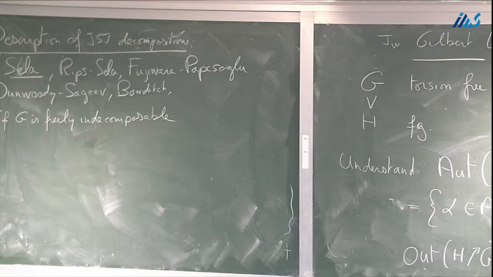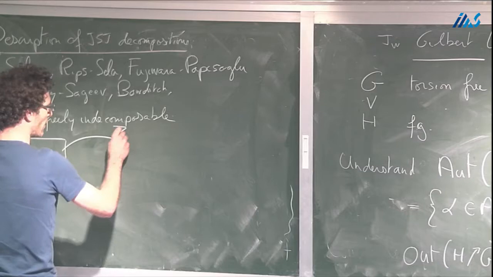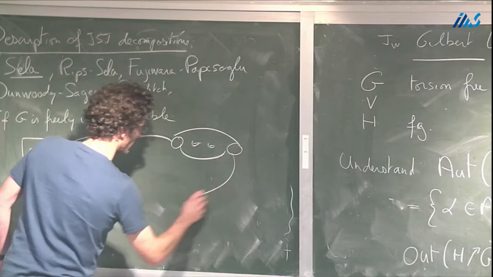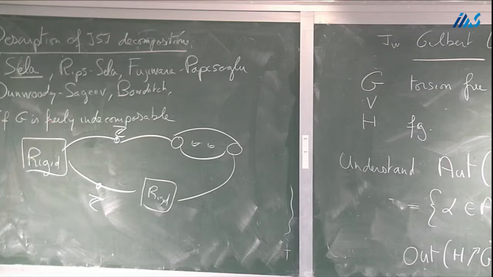I first draw a picture, so it's a picture you often see when you see the word JSJ. There are several kinds of vertices. Let's see, okay, something like that. It's a splitting, a decomposition with cyclic edge groups.